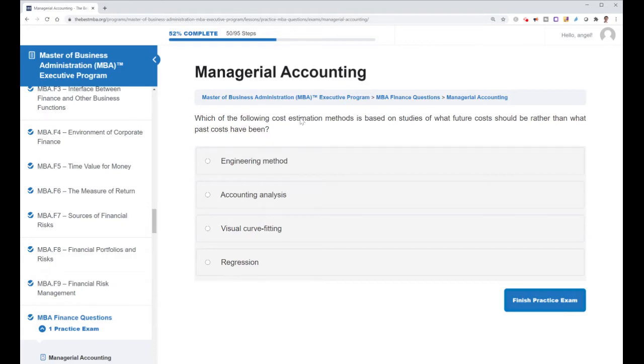Which of the following cost estimation methods is based on studies of what future costs should be rather than what past costs have been? Option A, engineering method. Option B, accounting analysis. Option C, visual curve fitting. Option D, regression.